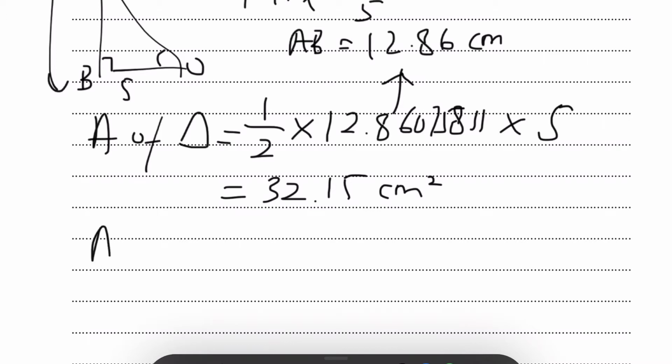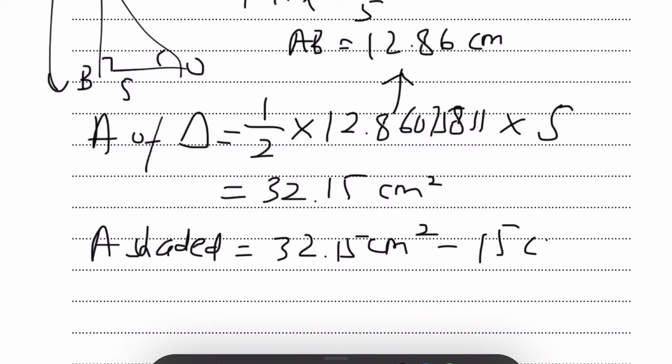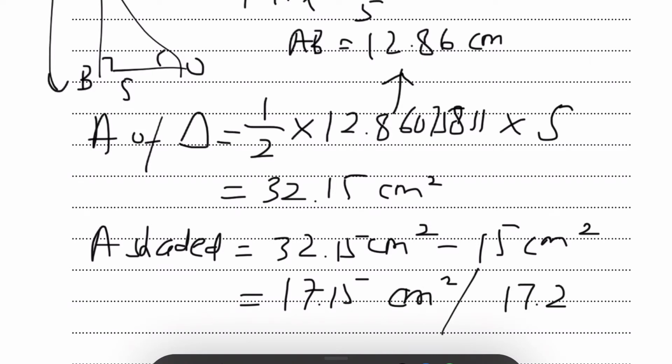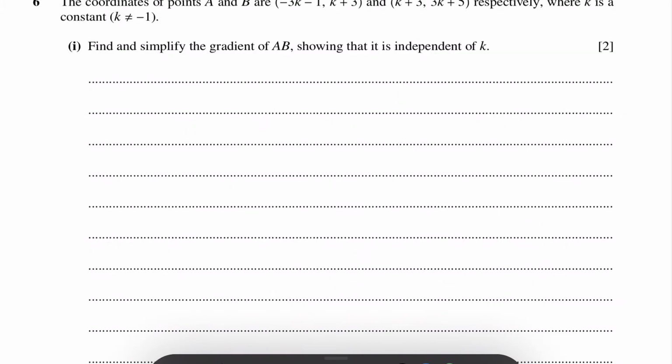So the area of the shaded region will be 32.15 centimeters square minus 15 centimeters square, and this will give me 17.15 centimeters square or 17.2 centimeters square.